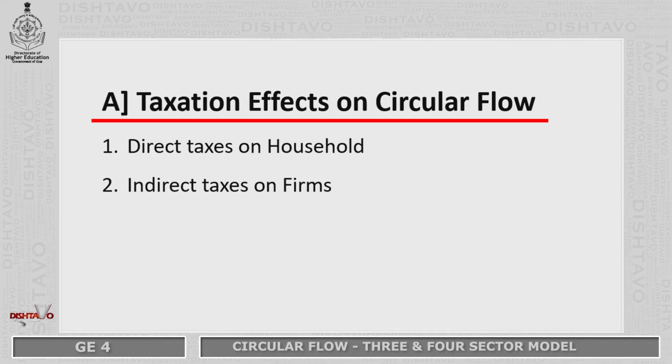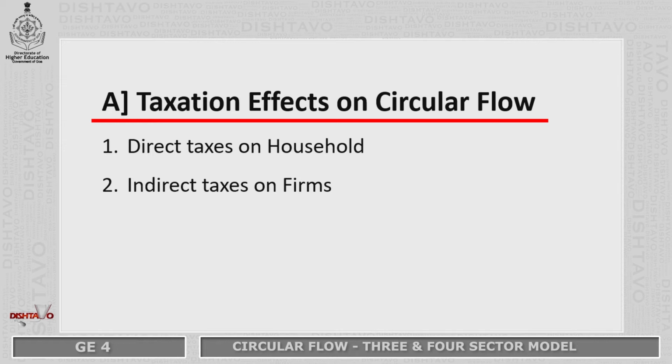The government also imposes taxes on firms. The government imposes both direct and indirect taxes on firms. The firms pay corporate taxes. The government is taxing their profits. The government is also taxing the goods and services that they produce and supply. Now, whenever the government imposes taxes on either the household or the firm, the result is a withdrawal of income from these 2 sectors into the coffers of the government.